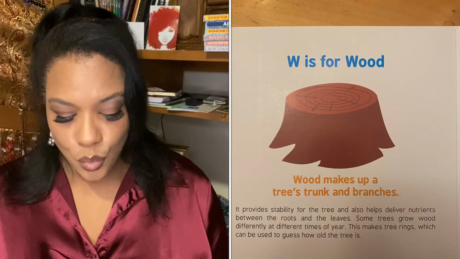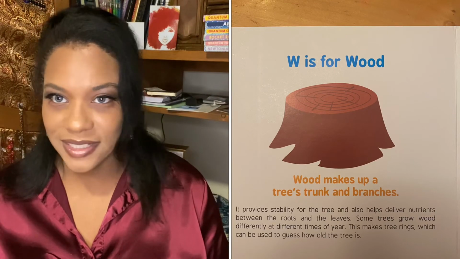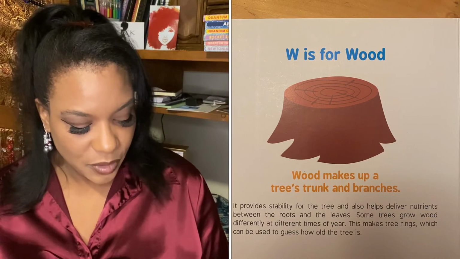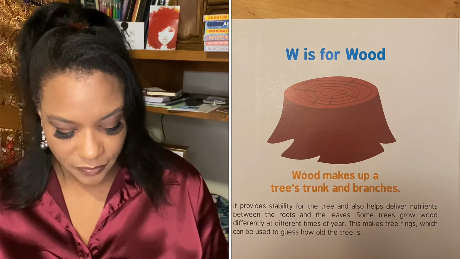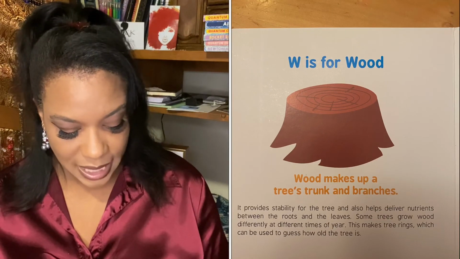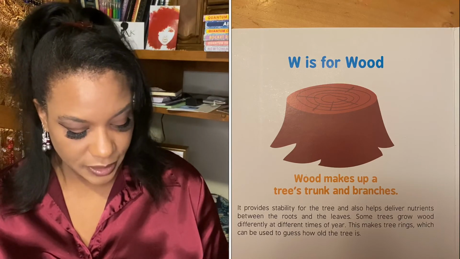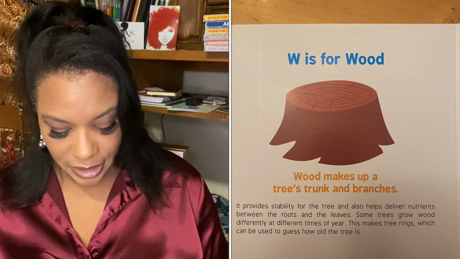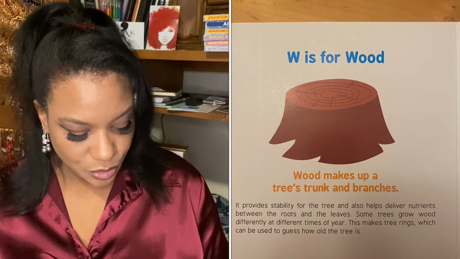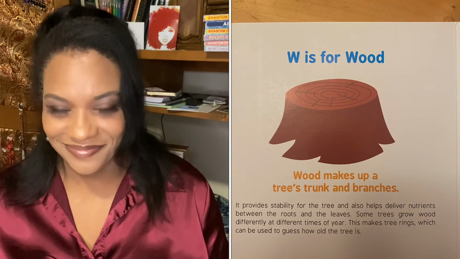W is for wood. Wood makes up a tree's trunk and branches. It provides stability for the tree and also helps deliver nutrients between the roots and the leaves. Some trees grow wood differently at different times of year. This makes tree rings, which can be used to guess how old the tree is.